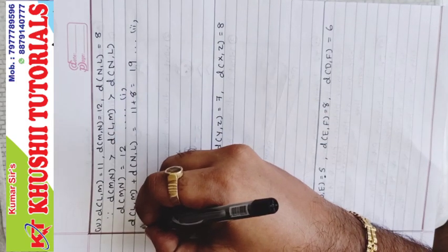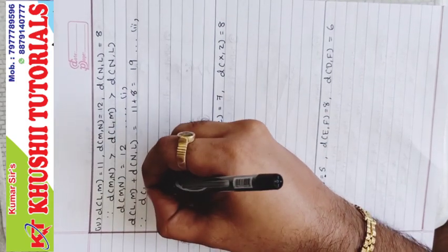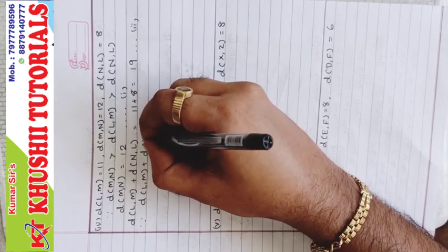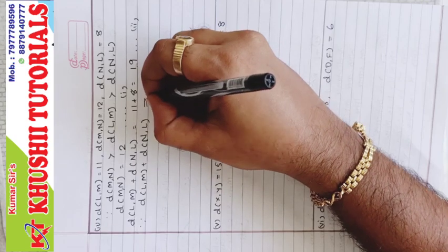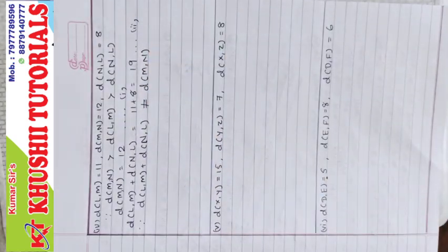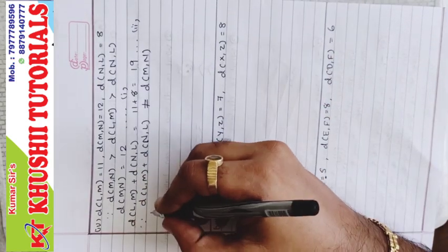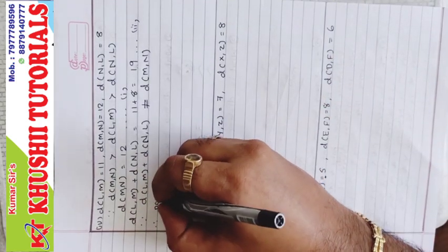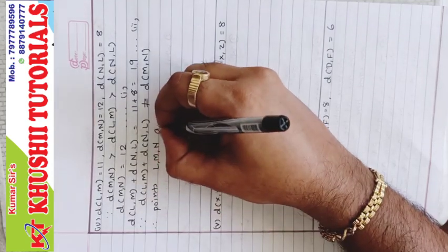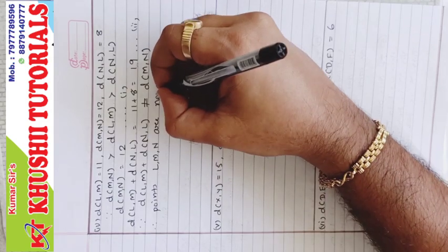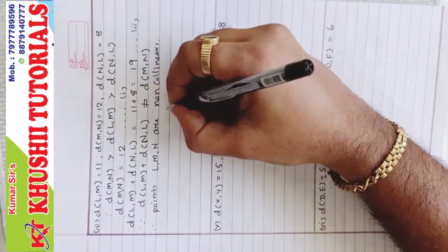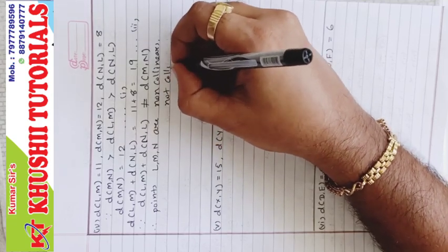So since distance of LM plus distance of NL is not equal to distance of MN, as they are not equal, it means points are not collinear. Therefore points L, M, N are non-collinear, or you can write not collinear.